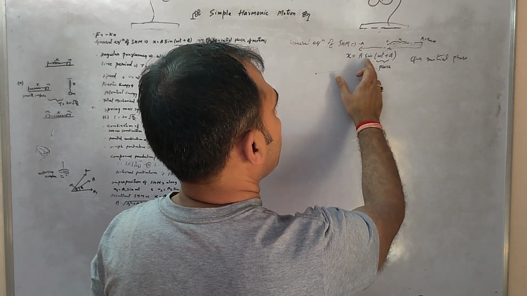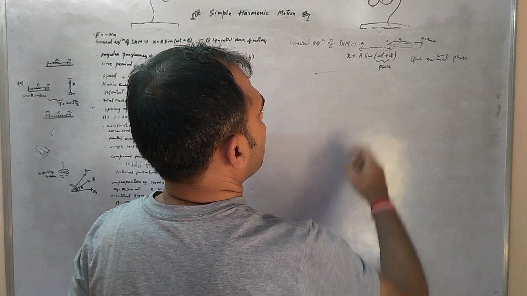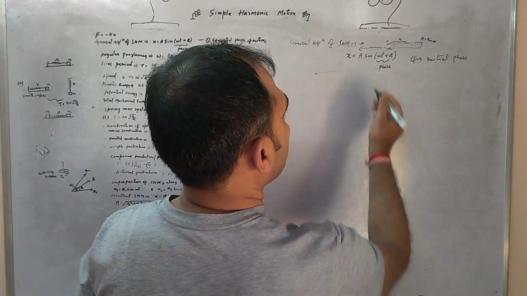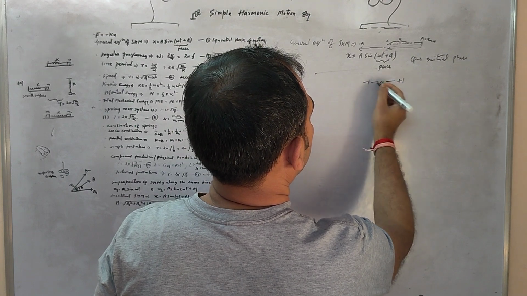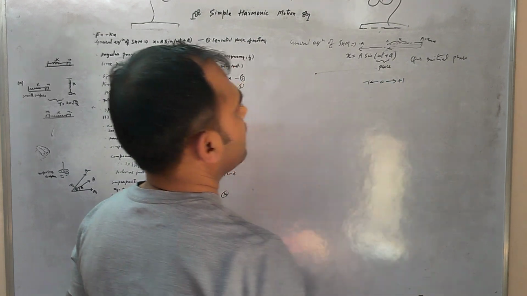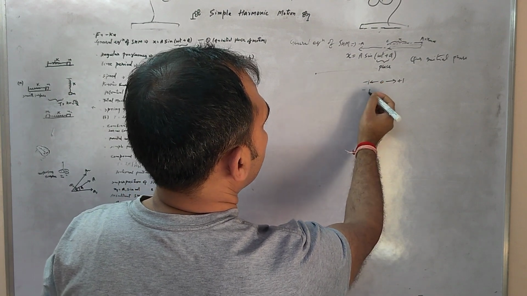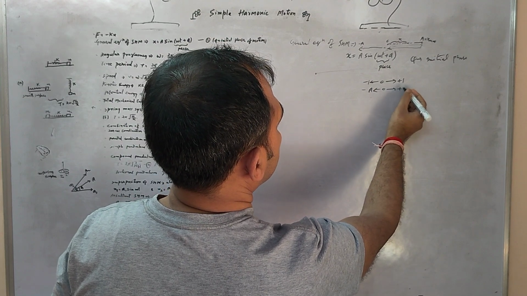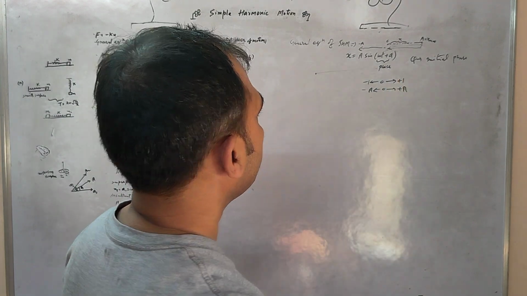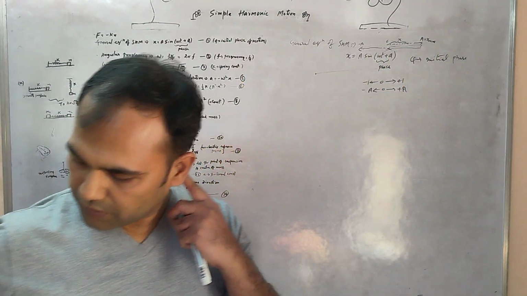And then again a sine function, the value of sine will oscillate between -1 to +1. So it will oscillate from -A to 0 to +A. A is the amplitude, that is the maximum displacement. I hope the concept is clear now.